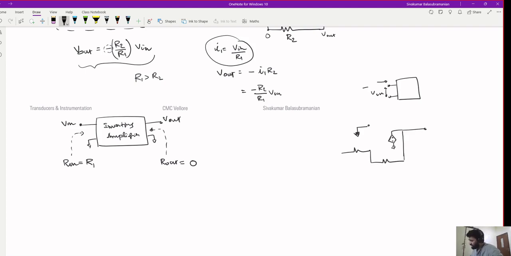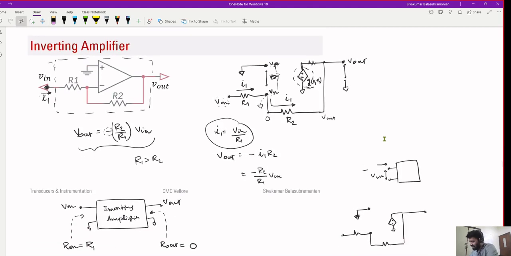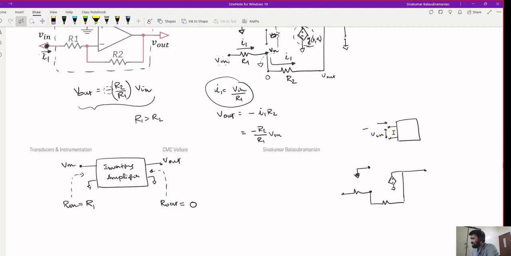What is the definition of the input impedance? Often we forget the definition of something, and that can lead to confusion, and you're not sure how to go about computing something. What is the definition of the input impedance? It is the resistance offered by the amplifier on the input side. Correct. How would we find it out?